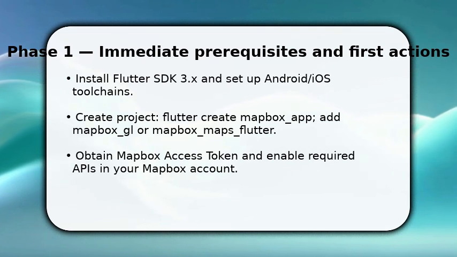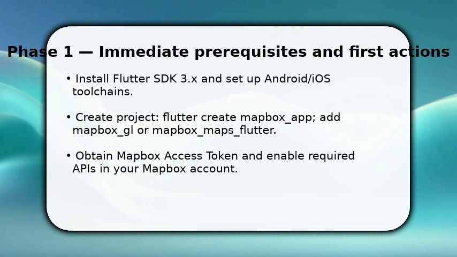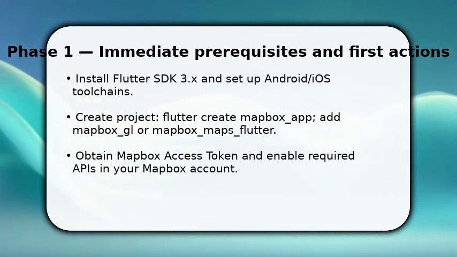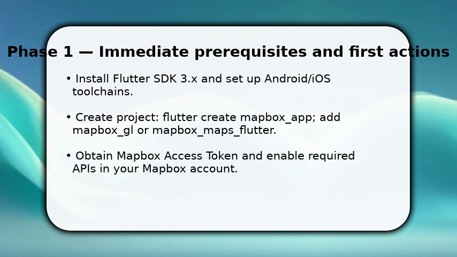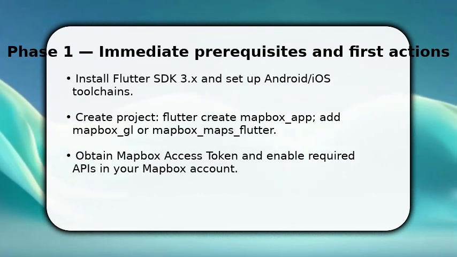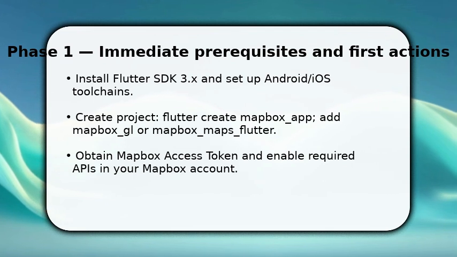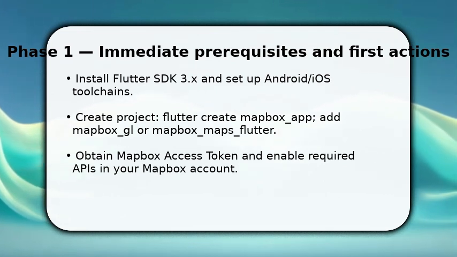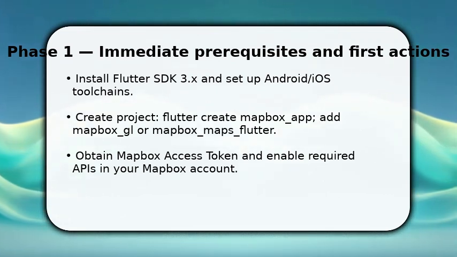Next, place your Mapbox access token into AndroidManifest.xml and iOS Info.plist, this authorizes map tiles. Once done, initialize the Mapbox widget in a simple Scaffold so you see a blank map. This confirms connectivity and token validity before we code user interactions.